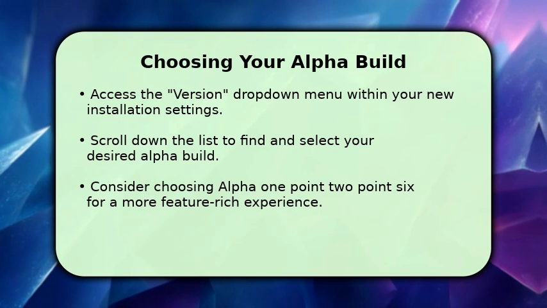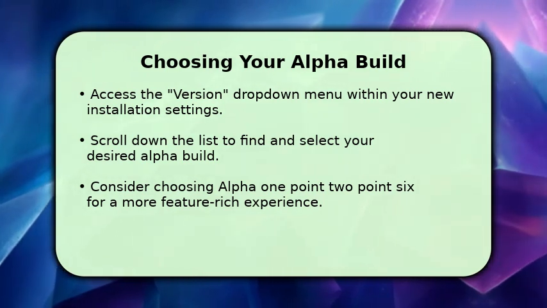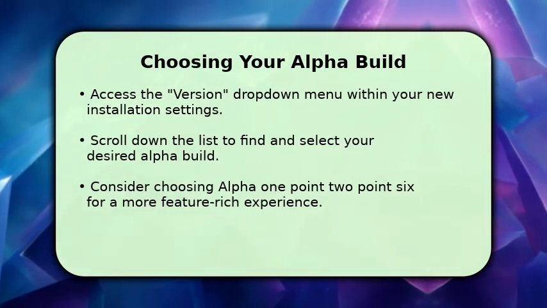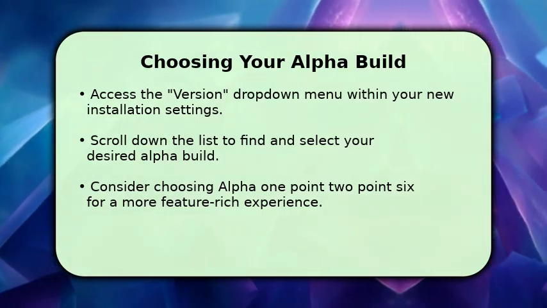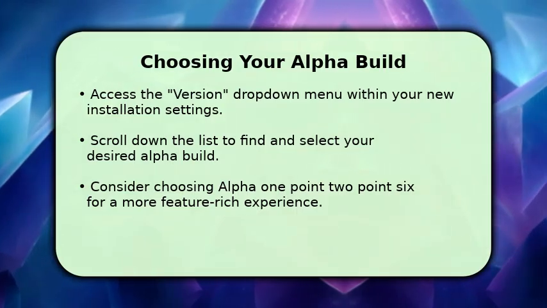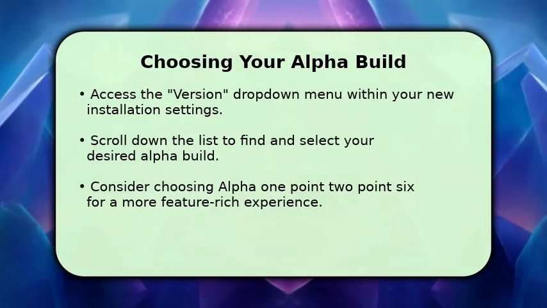Click on it, and you will see a long list of available game versions. Scroll all the way down to find the various alpha releases. Many players recommend selecting Alpha 1.2.6 as it offers a more complete experience before the beta stages. Once chosen, click the Create button to finalize your new profile.